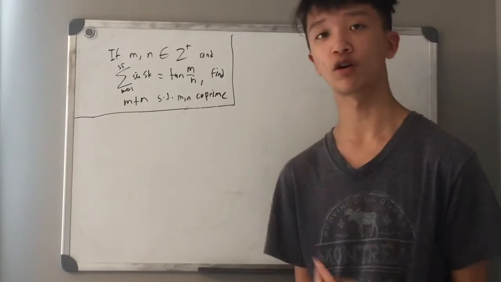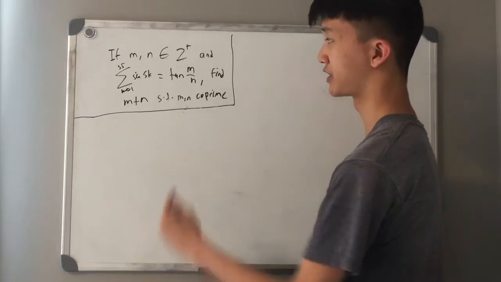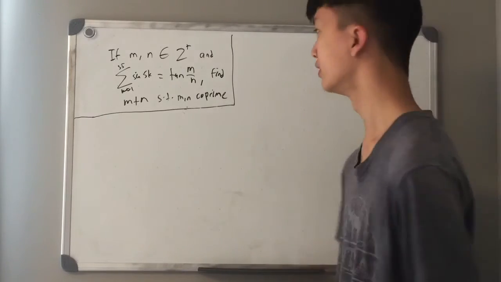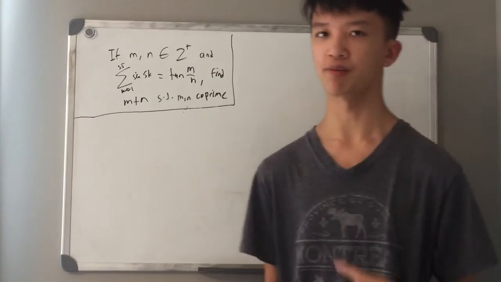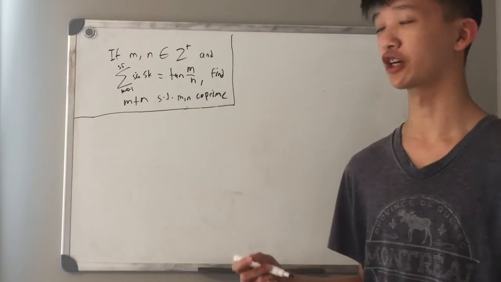Okay, so we're looking for two positive co-prime integers, m and n, such that the sum of the sine of 5k from 1 to 35 is equal to the tangent of m over n. So the thing is, if you know how to solve this problem, the solution actually becomes quite straightforward. But finding the solution is actually the hard part.